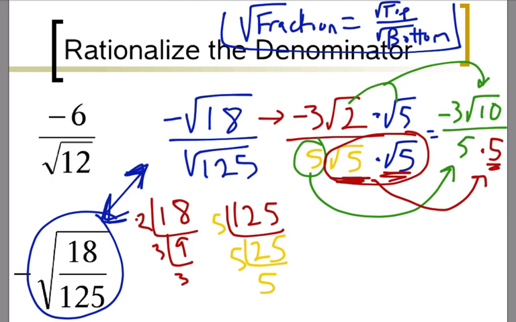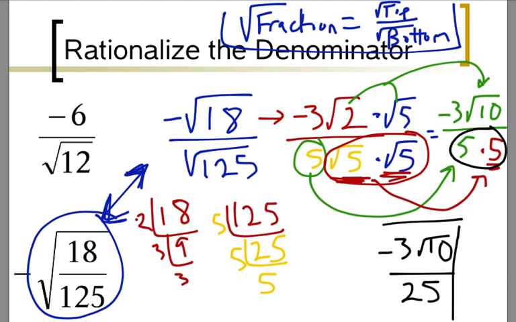So now I just need to further simplify, because the bottom multiplies to be 25, so it's negative 3 root 10 over 25. And because the 10 can't simplify, then nothing will reduce. This is my final answer, negative 3 root 10 over 25 for that problem.